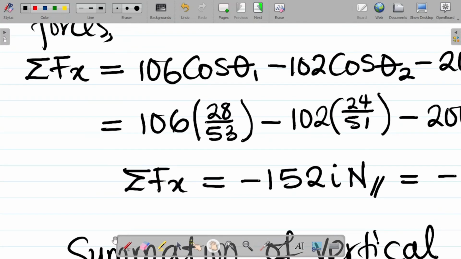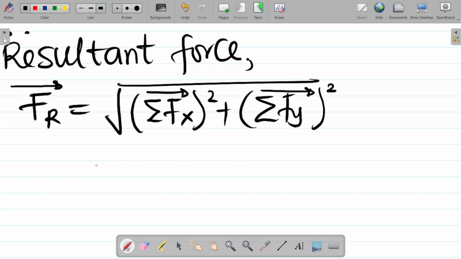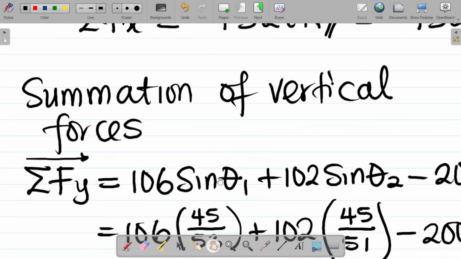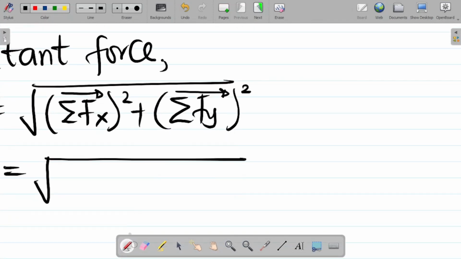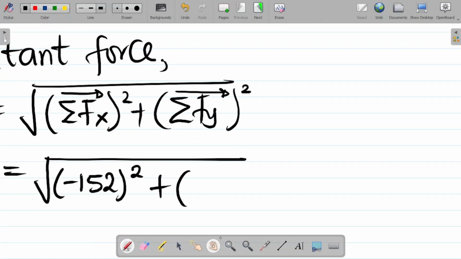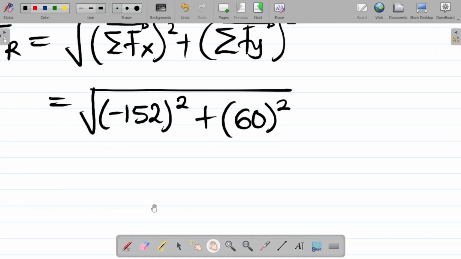Add up the arrowhead. The arrowhead shows direction. All right, so we have this. That's all of it. So let's put in values. This will be equal to the square root of, for Fx, your value is minus 152. That becomes minus 152 all squared plus, for Fy, you have 60 Newton. That's 60 all squared.